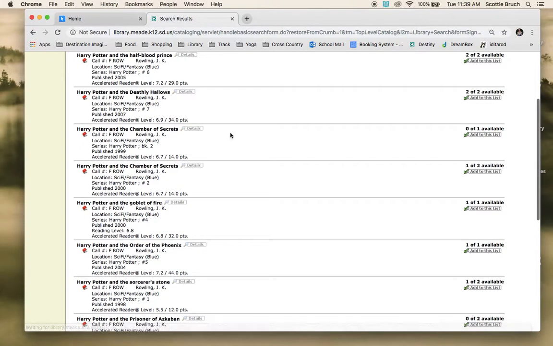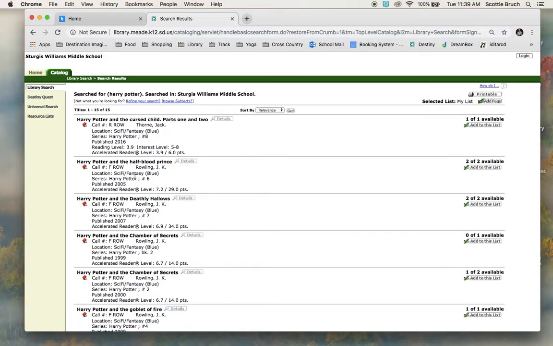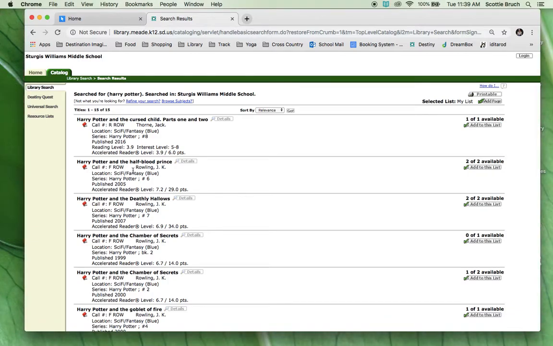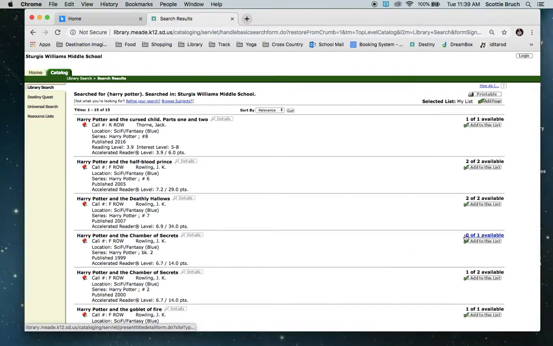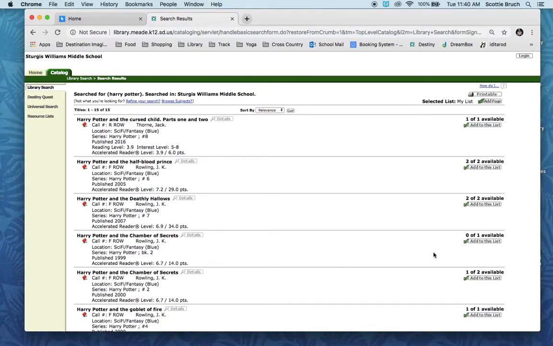I'm going to go back to my search results again. So when you look this up, let's say you were looking for Harry Potter and the Half-Blood Prince, you see there are 2 of 2 available. You know the location of this book in the library. You can come directly into the library and get that book for yourself. Let's say you were looking for Harry Potter and the Chamber of Secrets, and you see that the 1 copy is checked out. You could come into the library and ask us if we could put that copy on hold for you, and we would have it up on the stand whenever it comes back in.